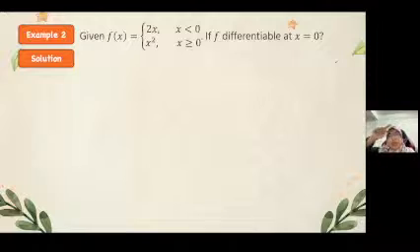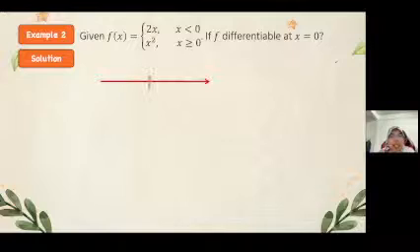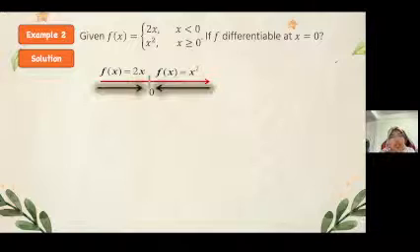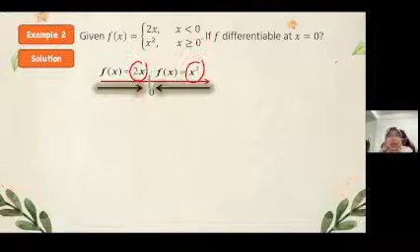Okay, so now make sure to draw the number line first so that we get the correct function. So we have 0 over here. On the left hand side of 0, the function is 2x. On the right hand side of 0, the function is x squared. Okay, so on the left side, I will use 2x. On the right hand side, I will use x squared. Okay, so now we have to check whether f is differentiable or not. So I need to make sure I check from both left hand side and right hand side before I make a conclusion.